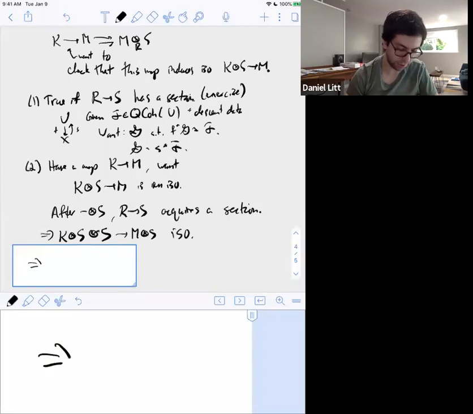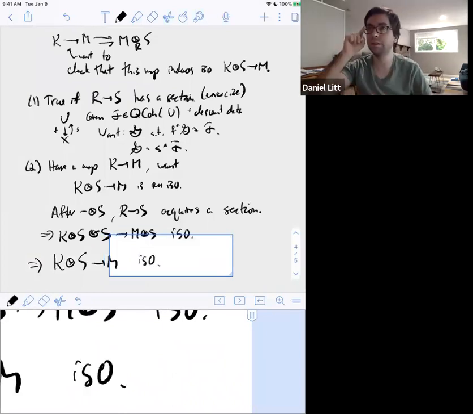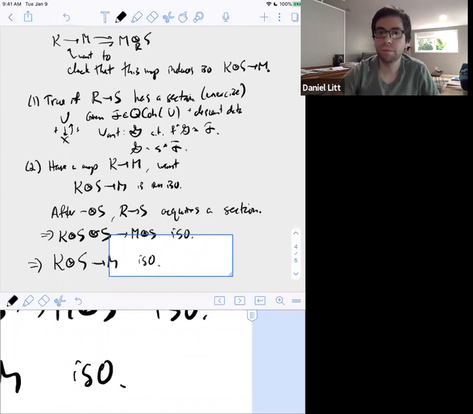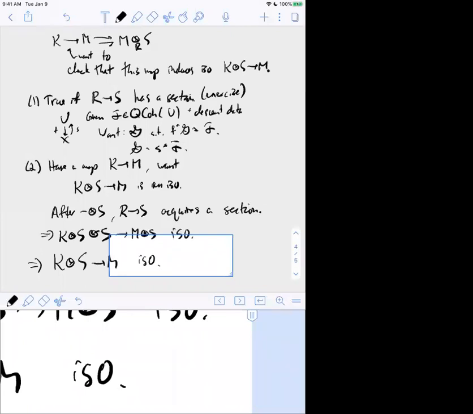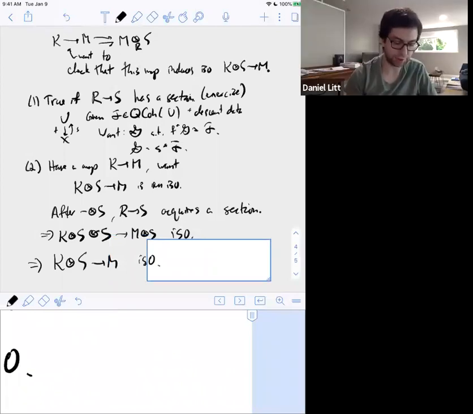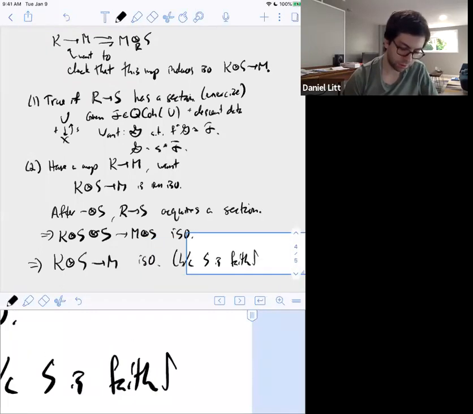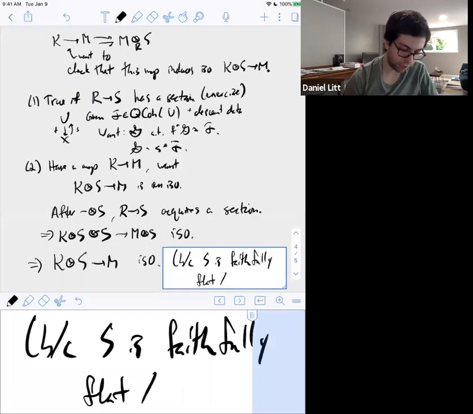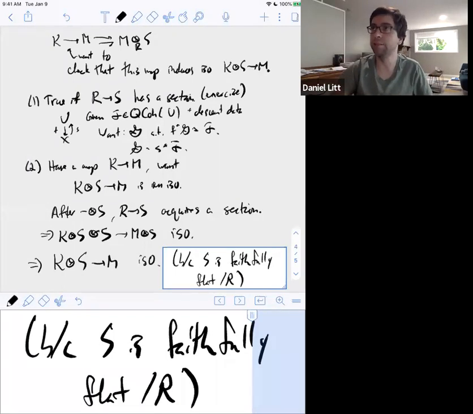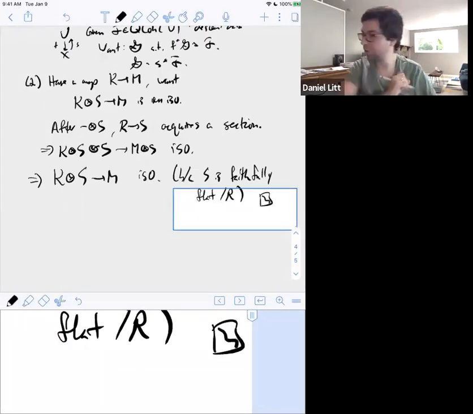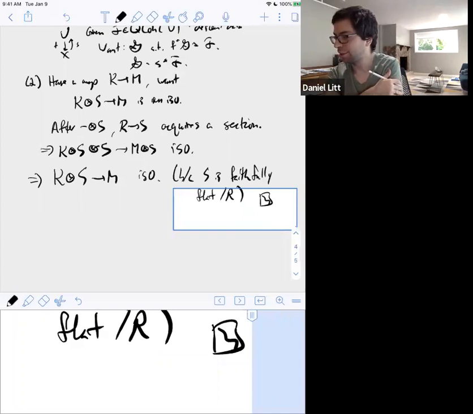Okay, and I claim that this implies that K tensor S to M is an iso. Can anyone tell me why that is? Due to faithful flatness. Yeah, it's exactly right. It's because S is faithfully flat over R. And last time we explained that faithful flatness reflects exactness. So being an isomorphism is something you can check. It says that the complex zero to A to B to zero is exact, right? So you can check that after tensoring with S. All right. So we've proven faithfully flat descent. Are there any questions about that?